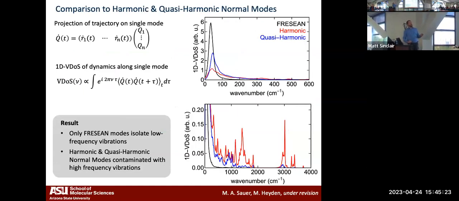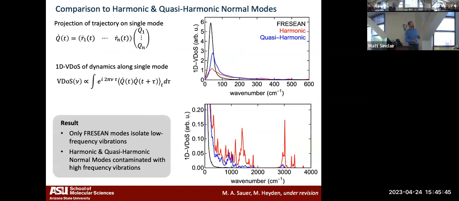A quick comparison of how harmonic and quasi-harmonic normal modes fare overall. If you do the same thing, I'm looking now at individual modes and fluctuations along individual modes and calculating the spectra. So this is at 1 terahertz. And for the Friesian modes, you get a very clean spectrum at exactly 1 terahertz, which is broad because it's not a harmonic system.